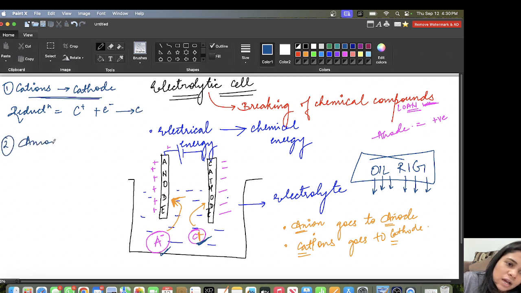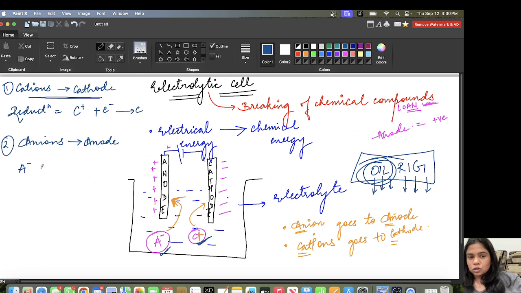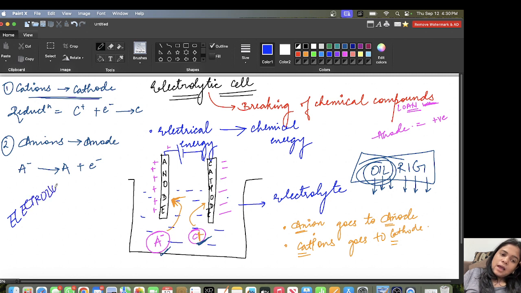And here your anions are going to anode. In anode, oxidation happens. Oxidation is loss of electrons. So anions will lose an electron, or you can simply write it as A minus becomes A plus 1 electron. This full process, whatever is happening, is called electrolysis. And this happens inside the electrolytic cell.